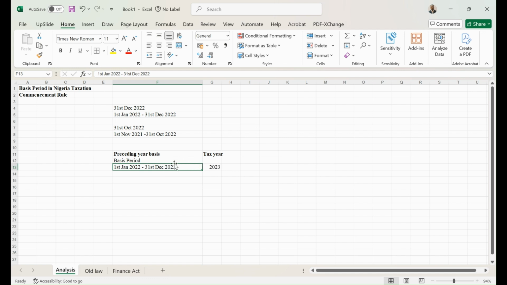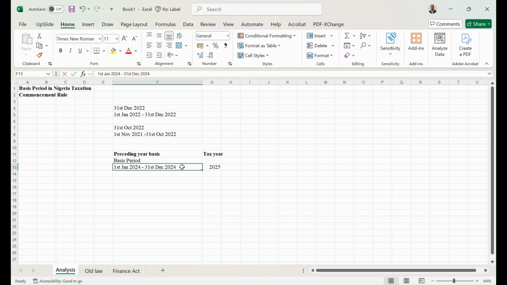If I change this to 2024, assuming that I change this to 2024, now the tax year would also need to change to 2025. So when you're determining the basis period or the tax year on a preceding year basis, it is usually a year after.